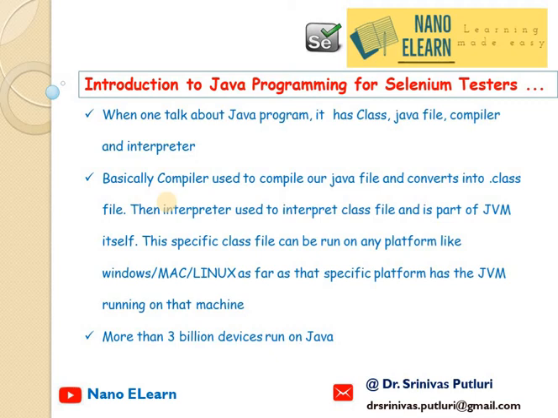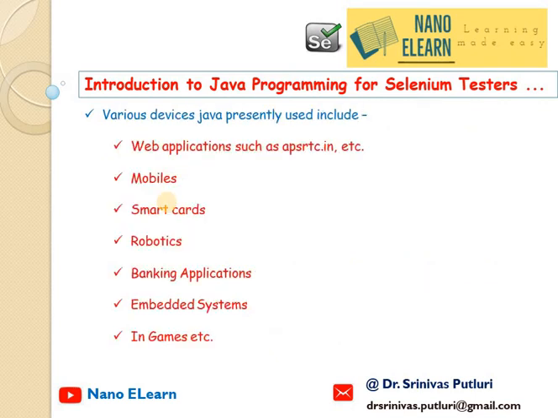Java is very important as it runs on more than 3 billion devices as per Sun Microsystems. Various places where Java is presently used include web applications such as APSRTC.in, mobiles, smart cards, robotics, banking applications, embedded systems, and games etc.